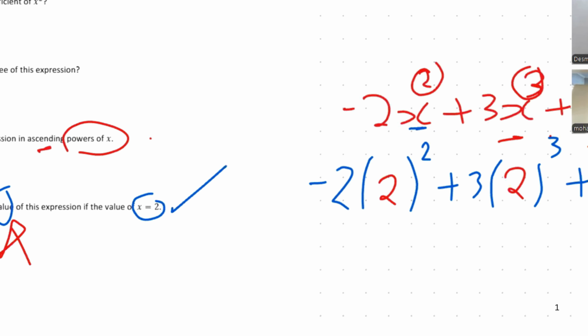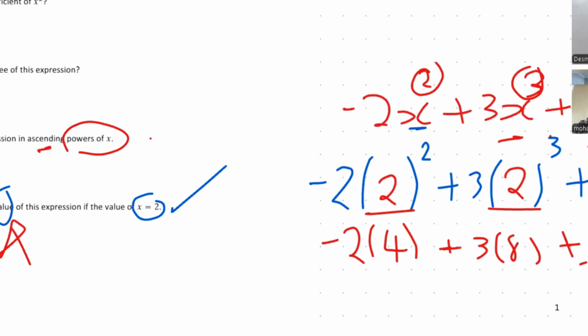So the value. What will you do first? We're going to start with the brackets. So 2, 2, and then another bracket 2, and that's going to equal 4. So now it's going to be -2 times 4. But let's simplify this first. So we say 2 squared is 4. Then what is 2 cubed? It's 8. Thank you.